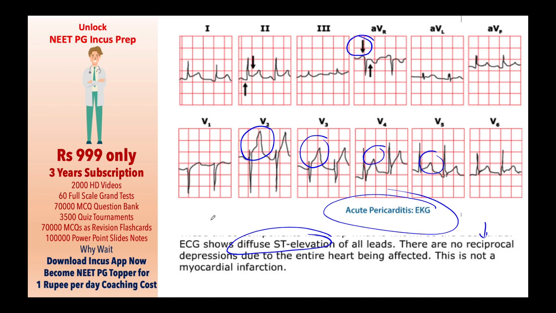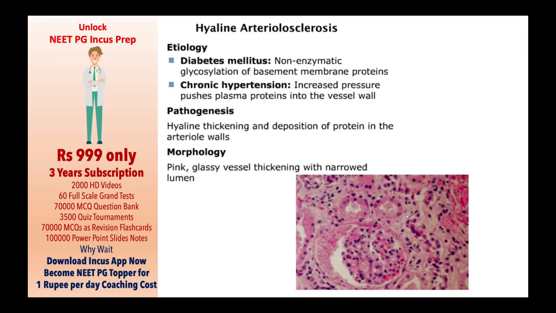Typically when anterior wall MI is there, there are always certain reciprocal leads. Similarly, in posterior wall MI, the anterior leads are the reciprocal precordial leads. So no reciprocal changes, diffuse ST elevation, then you should recognize acute pericarditis, one of the favorite ECGs to come in the NEET PG exam.